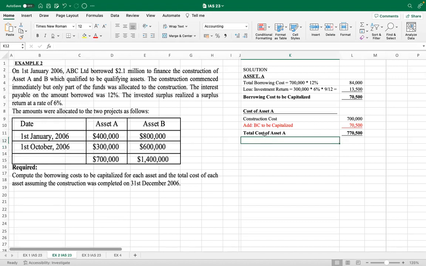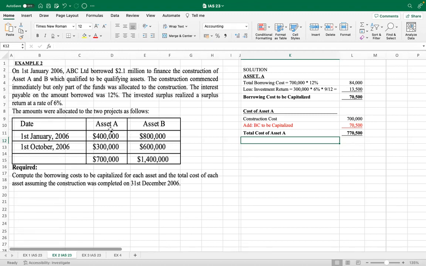Okay, so let's look at this again. Please, let's refocus on it, although now we are taking more than the time we had planned. The total cost of constructing asset A was 700,000. So out of the 2.1 million, 700,000 went to asset A and 1.4 million went to asset B. 700,000 plus 1.4 million gives you 2.1 million.